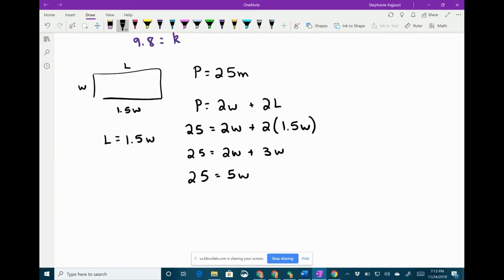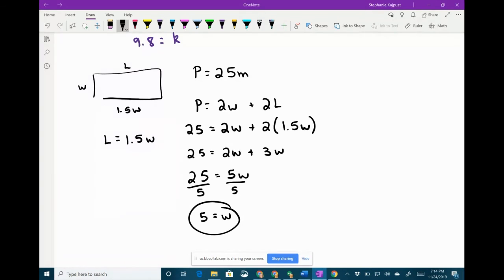So when I want to get W by itself, I need to divide by 5. Since it's 5 times, we do the reverse. We divide. That's sort of the opposite of it. So I divide both sides by 5, which gives me W equals 5. So now I know that the width is 5 meters because it says the perimeter is in terms of meters.